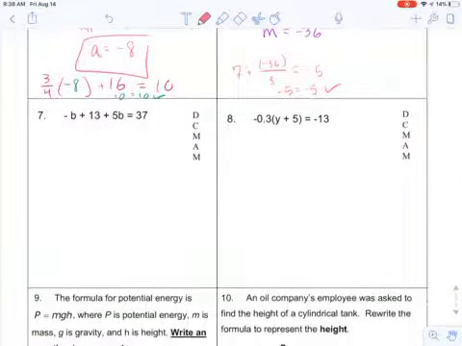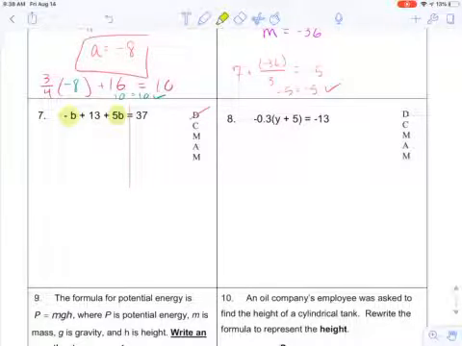Okay, number 7, negative b plus 13 plus 5b is equal to 37. Don't call me after midnight. I don't have any parentheses. I do not need to distribute. Combine like terms. This time, I see b in more than one place. So I have negative b and 5b, or negative 1b and positive 5b.